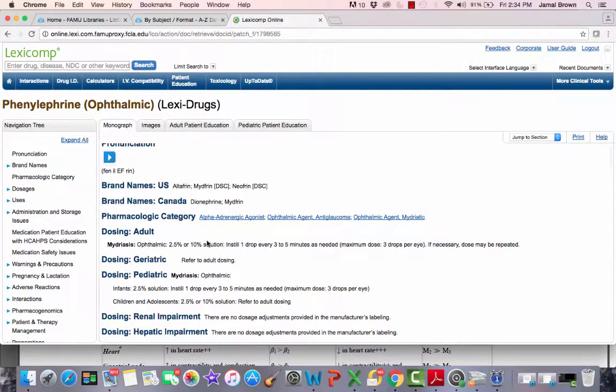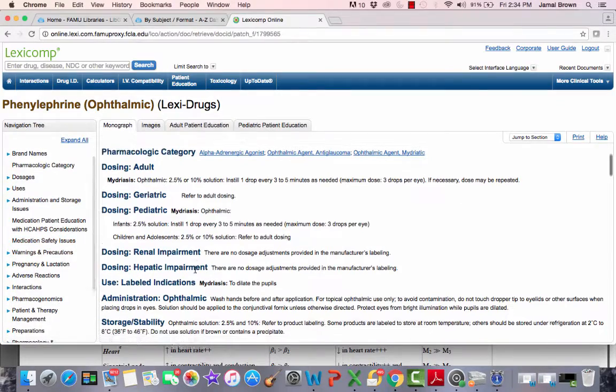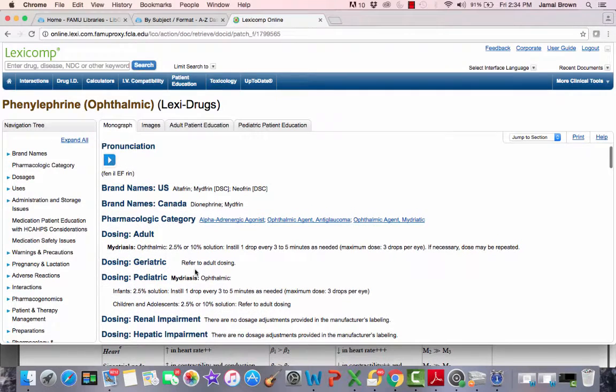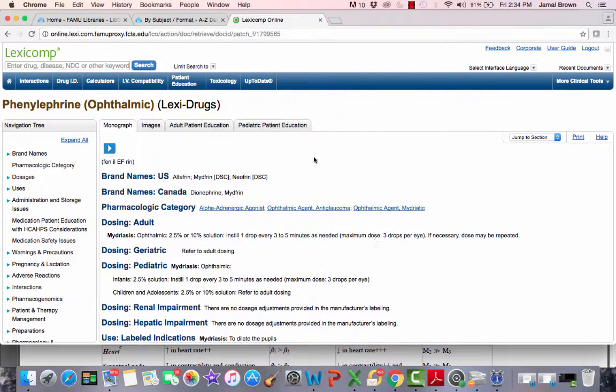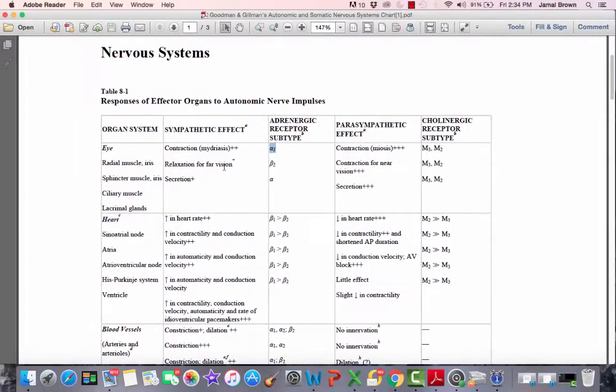So in terms of its action, if we keep going down, all right, we're going to come back over to this screen, and it said that using an alpha agonist over here is going to cause mydriasis, right? So this means that the eye is being opened wider.